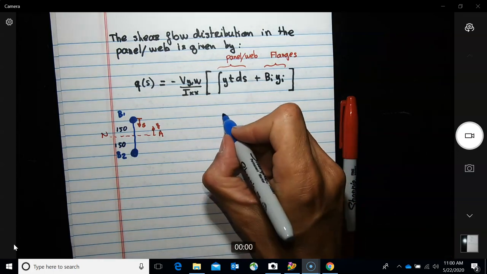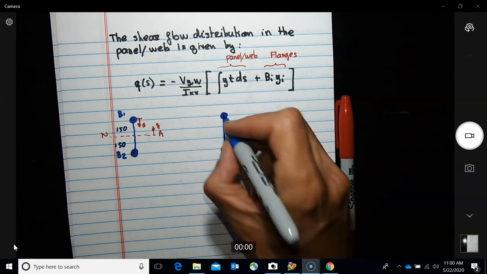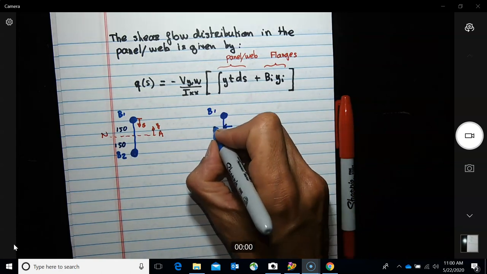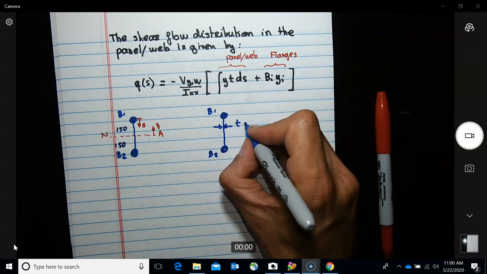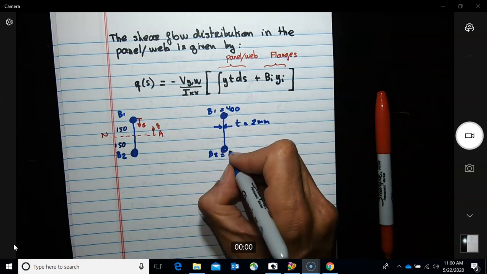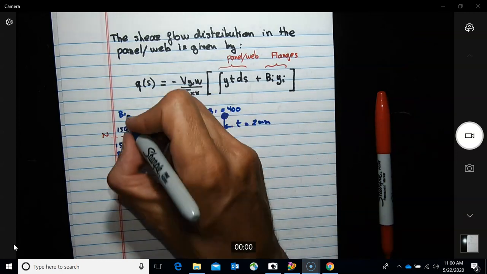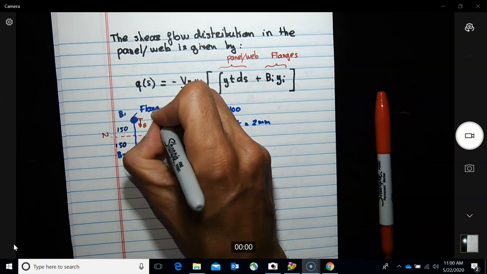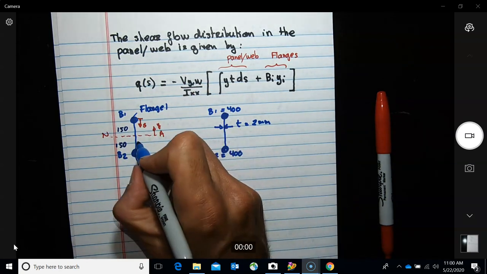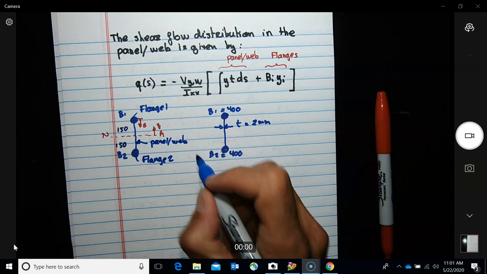Maybe I'm doing too much on that figure. Let me add another one quick over here, because I don't want to put everything on the same figure. B1, B2. We know the thickness here is 2 millimeters. B1 equals 400, and B2 equals 400 as well. So these represent flange 1 and flange 2, and these represent the panel/web.